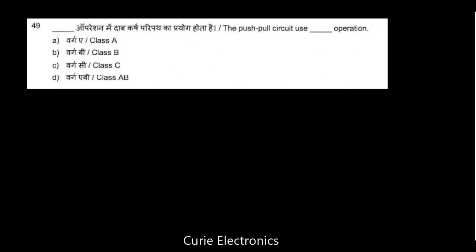The push-pull circuit uses dash operation. The push-pull circuit means we have two transistors, and they conduct for the first 180-degree cycle and the next 180-degree cycle. So the answer is option B, class B operation.